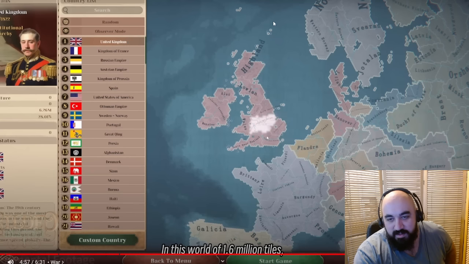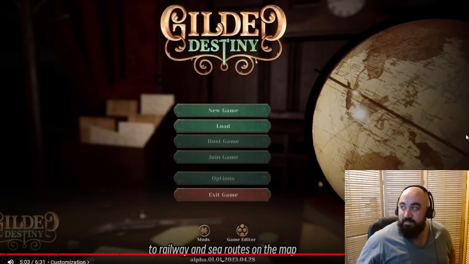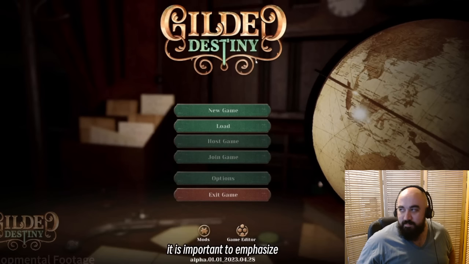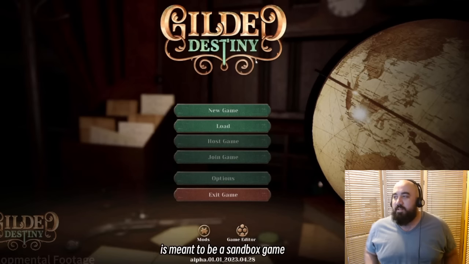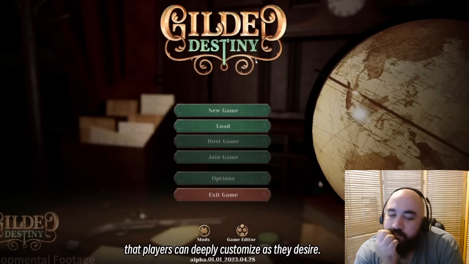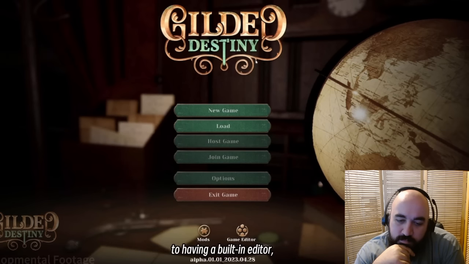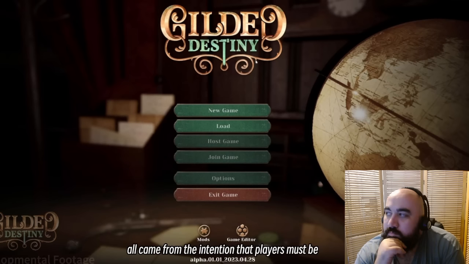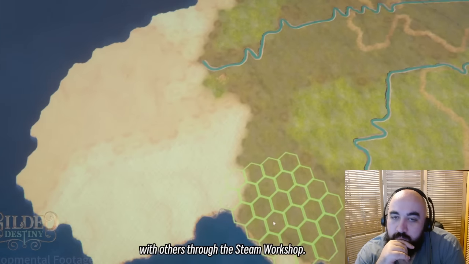1.6 million tons, creating a physical global logistic mechanism and giving practical significance to railway and sea routes on the map is an important goal for us, setting Gilded Destiny apart from other grand strategy games. Now that we have mentioned key aspects of the game itself, it is important to emphasize another factor that is not part of the game, but was a crucial initial goal for the entire project. Gilded Destiny is meant to be a sandbox game that players can deeply customize as they desire. From opting for hexagons instead of shaped provinces to having a built-in editor, all came from the intentions that players must be able to easily modify and add content and then share it with others through the Steam Workshop.